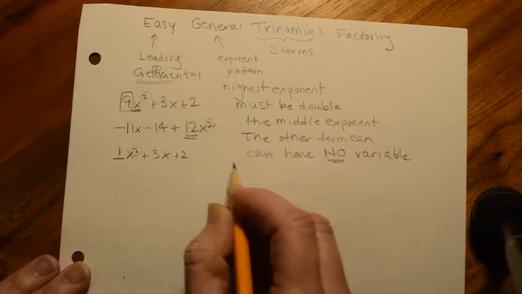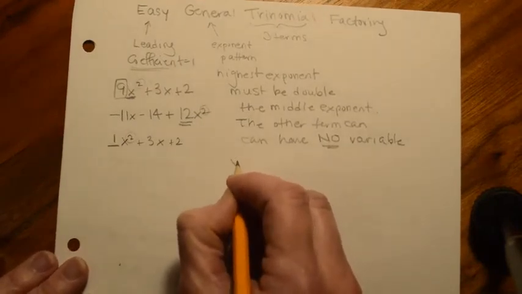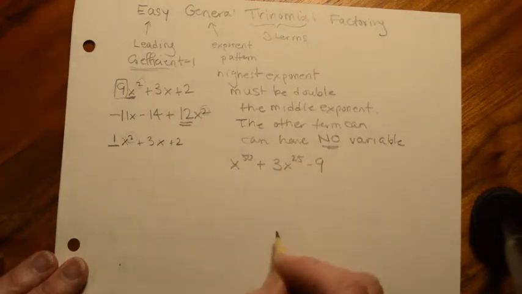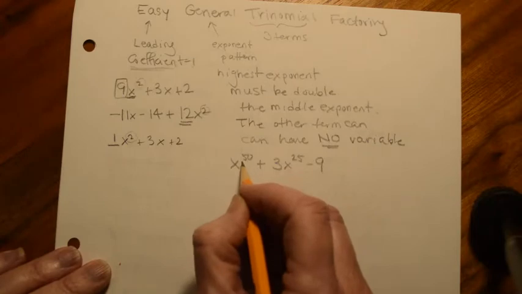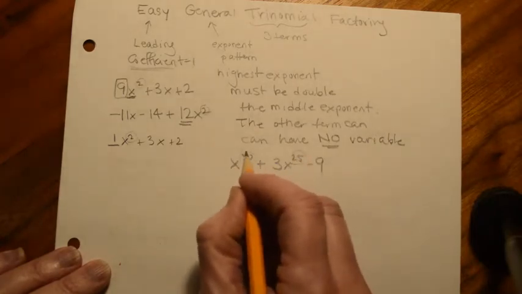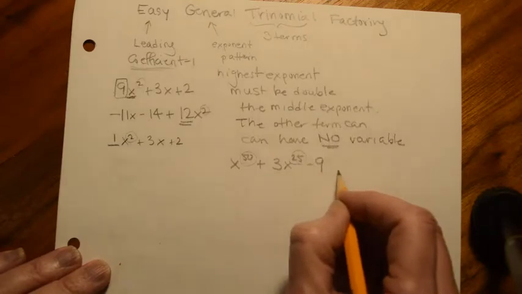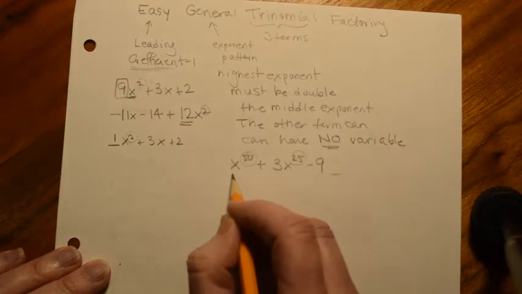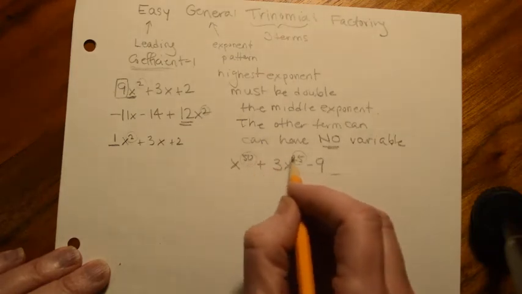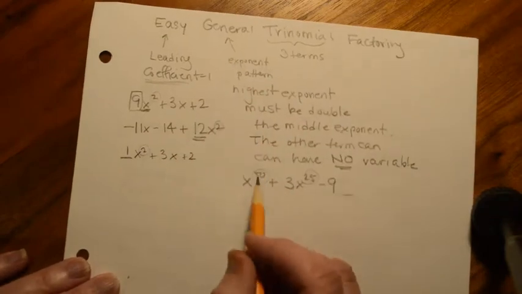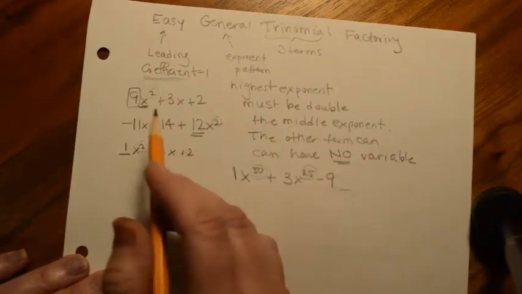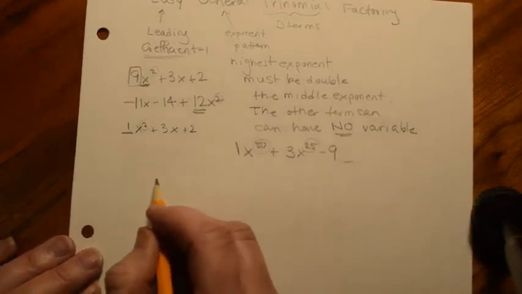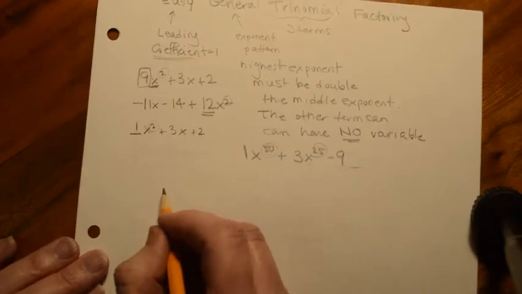So again, we looked at something like that in class. If we did x to the 50th plus 3x to the 25th minus 9, I'm looking at the pattern of the exponents. So the highest one is double the middle one, and then that last term here can have no variable. So this would be a trinomial. Its pattern puts it in the form of being general, and its leading coefficient is 1, so this is an easy general trinomial. So let me just give you a couple here to see if they are easy general trinomials or not.